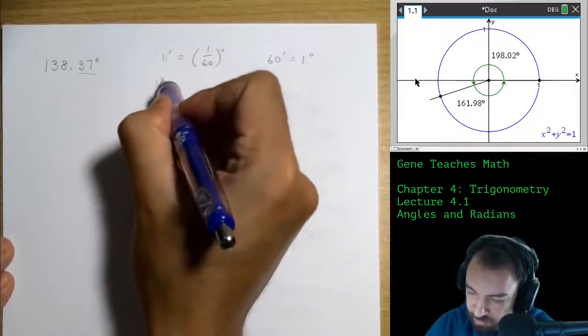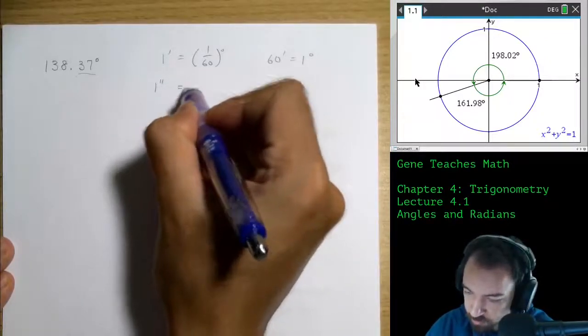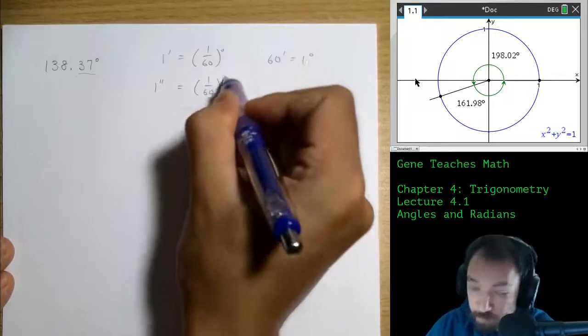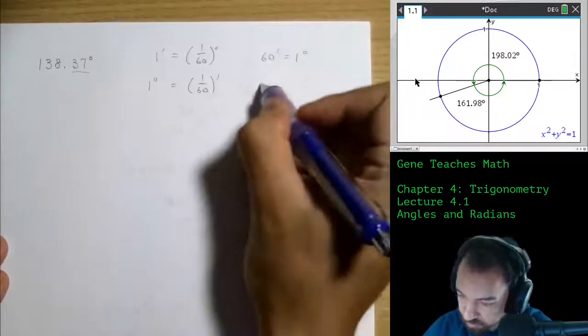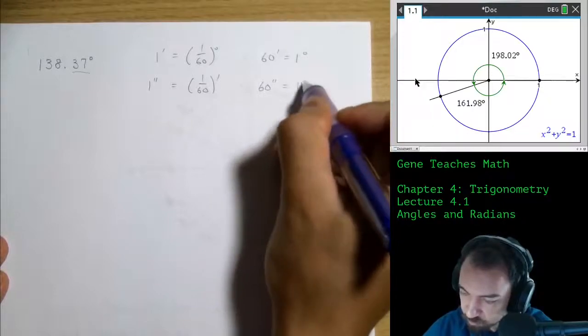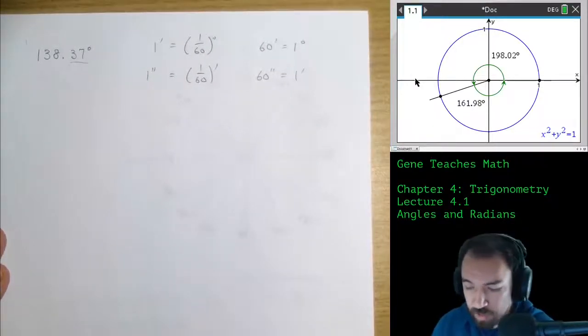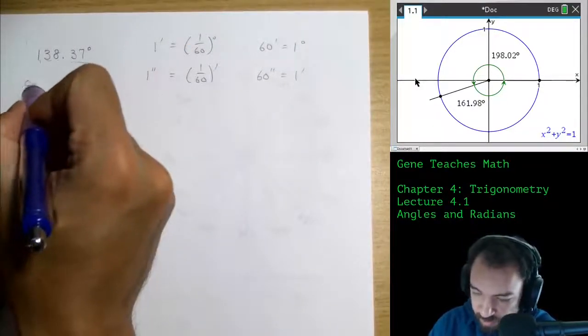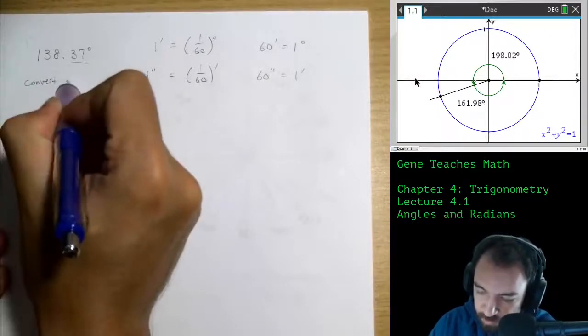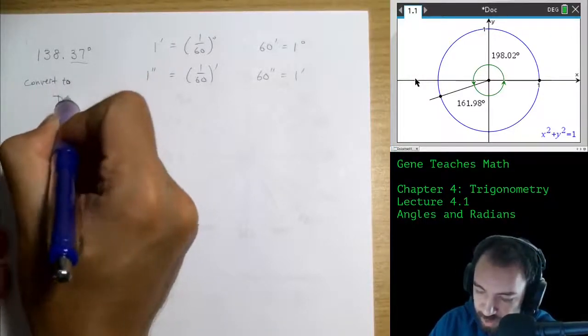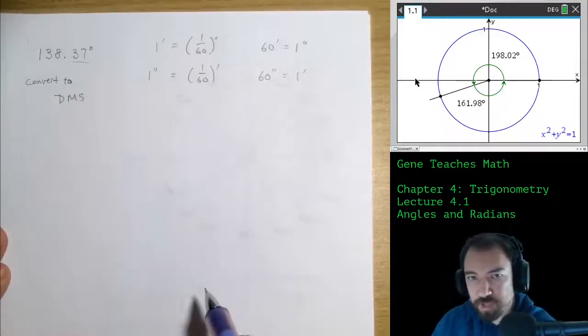And by extension, there is a second of arc, which is 1/60th of a minute of arc. And so we'd say there are 60 seconds of arc in 1 minute of arc. Okay? And what we're going to do is take this and convert to DMS, which stands for degrees, minutes, and seconds.